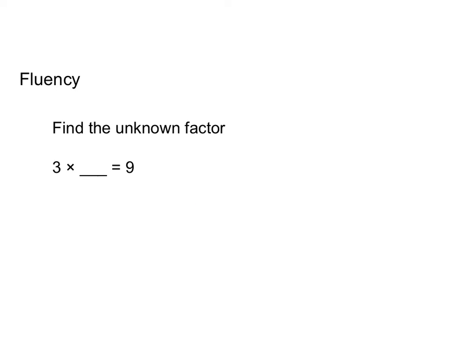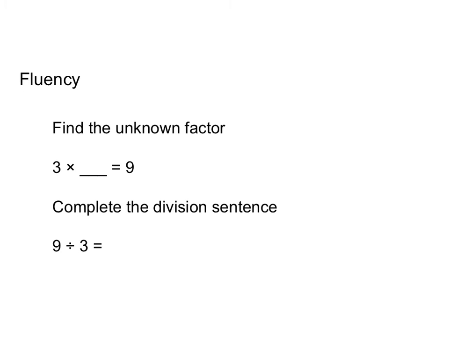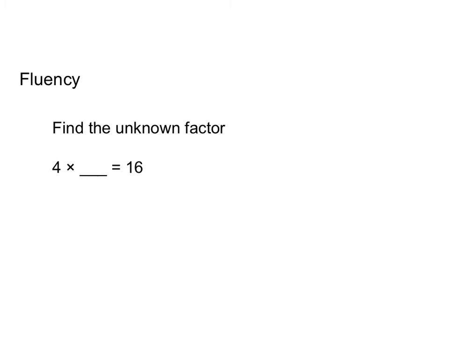All right, we have done these before. We're going to be finding the unknown factor. So once again, look at the multiplication problem. Think in your head, this should come right away. 3 times what is 9? Well, 3 times 3. So that means we've got our unknown factor of 3 from the first page, and then if we complete the division sentence, 9 divided by 3, well, we get 3.